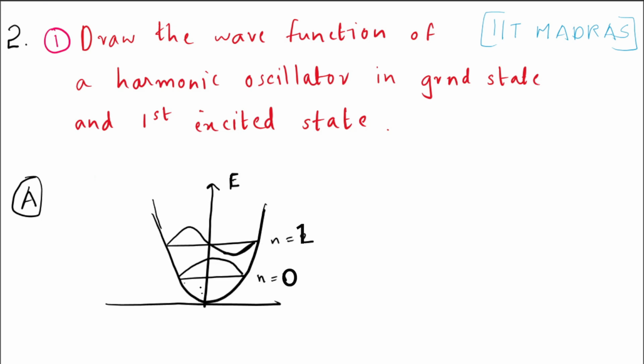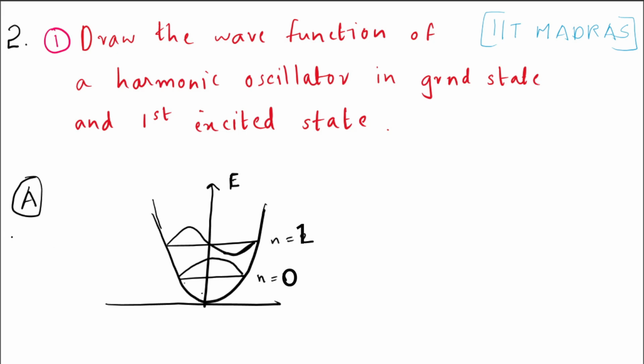For the ground state, energy is not equal to 0. There is a particular finite energy for the ground state as well. Energy is not 0 at the ground state, and that energy is the zero-point energy. So keep it in mind, okay? And so this is the first excited state.